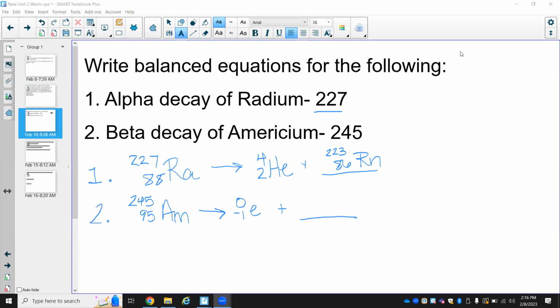So looking at the mass number, remember mass number does not change. We're looking at what plus 0 gives us 245. So that will still be 245. And then on the bottom, our atomic number is what messes people up. We're looking at what plus -1 gives us 95, which is going to be 96. And element 96 is curium, which is Cm. So hopefully you feel more comfortable balancing those nuclear equations now.